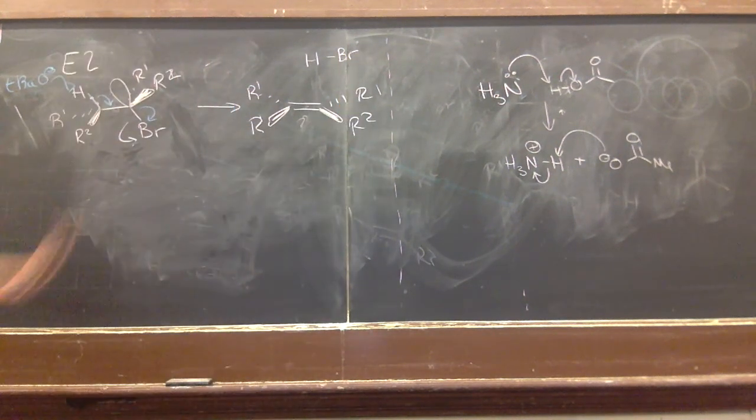It's the exact opposite of what we just saw there, right? So the first step is going to be protonation, right? And then you're going to generate a carbocation somewhere. So this would be more a reverse of the E1 transformation than the E2 transformation.